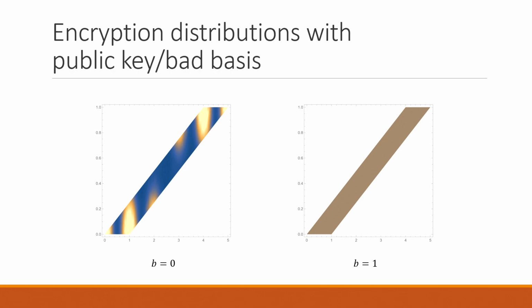And in the other case, if you have a bad basis, then you get something like this, and it's more mixed up where, when you're encrypting 0, your ciphertext lands with respect to the corners of the parallelogram. And to make Leo happy, that's it.